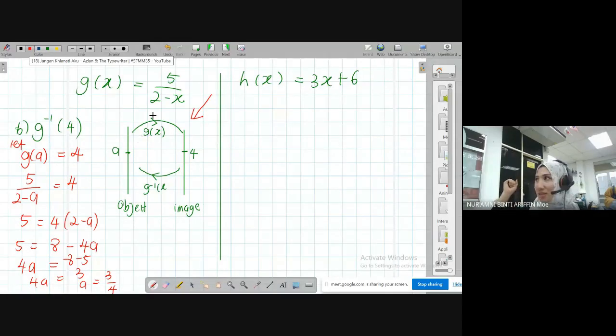Minggu ni tiga kali. Three times our class. Isnin, Rabu and Khamis. Okay, guys, saya nak bagi homework lah. Tapi yang latest punya homework, Kok Hao okay tak? Kok Hao okay tak? Okay.